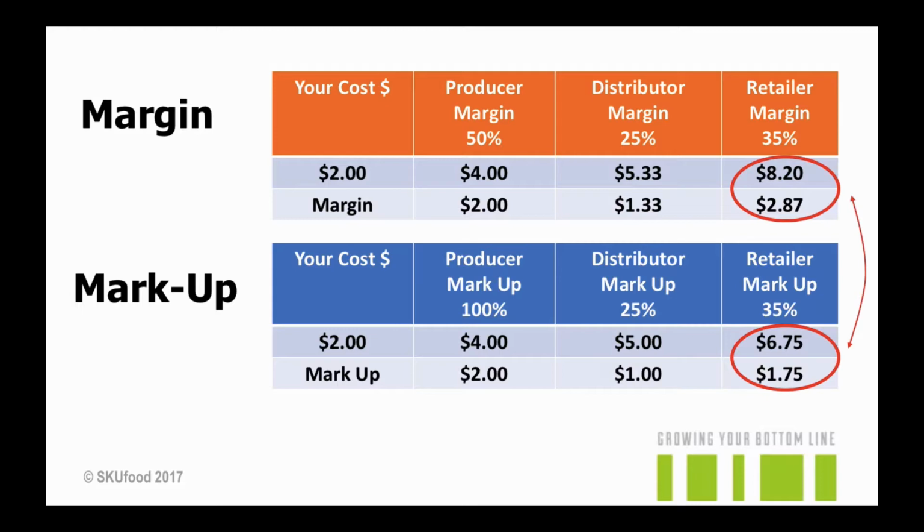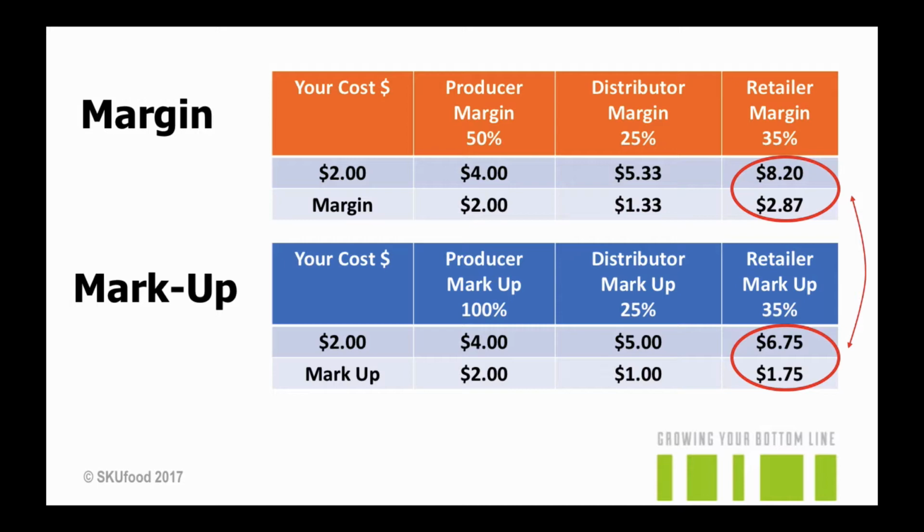Your cost is $2. You want to mark it up 100% because you still want to sell it for $4 and get your $2. But if your distributor was marking it up 25%, they would only be getting $1, and they would be selling it for $5 because 25% of $4 is $1. Now they're selling that product to their customer, the retailer, at $5.